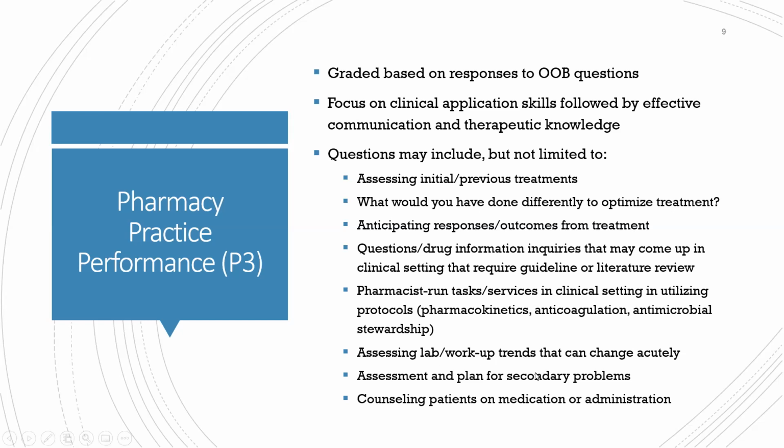Assessing lab or workup trends that can change acutely. For example, a lot of people who get sick will be hypertensive, right? Because they are sick. But it doesn't mean that you need to start an antihypertensive medication. So you have to monitor the trend to really determine if they really need to be treated, or if it's just an acute change that will resolve once we resolve the main problem. Assessment and plan for a secondary problem, which you should always have in your workup anyway, but I might ask that as one of the OOB questions. And then again, like I mentioned, you might be counseling patients as one of those questions.